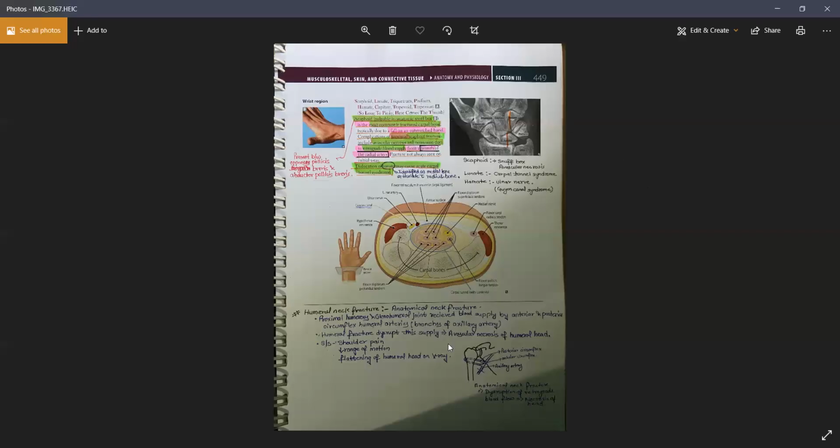We've discussed the humeral neck fracture, in which the anterior and posterior circumflex arteries get damaged, and as a result the supply to the head of the humerus will be lost. What will the patient get? He will get avascular necrosis of the head. Flattening of the head will be seen on the X-ray. A very severe shoulder pain will be there, and the range of motion will be decreased. So these are all the symptoms of the humeral neck fracture.